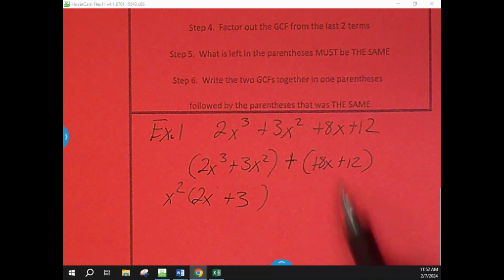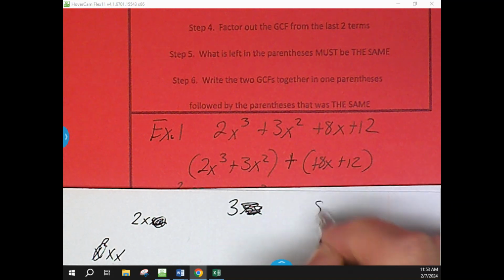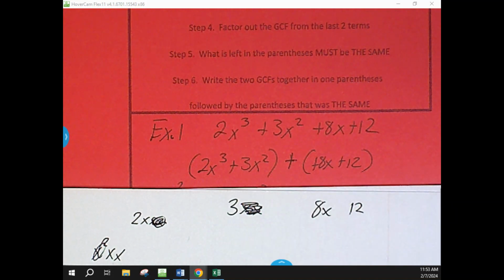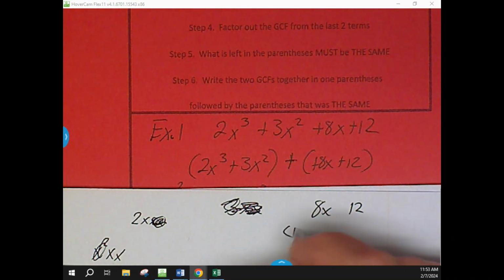The last 2 terms, we've got 8x and 12. If you start taking out greatest common factors, here's what we're trying to do. What number can you divide into both 8 and 12? Definitely can do 2, but the greatest number you can divide out would be 4. So we're going to put a 4 out here.